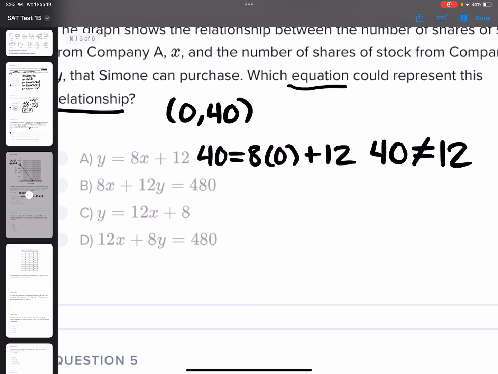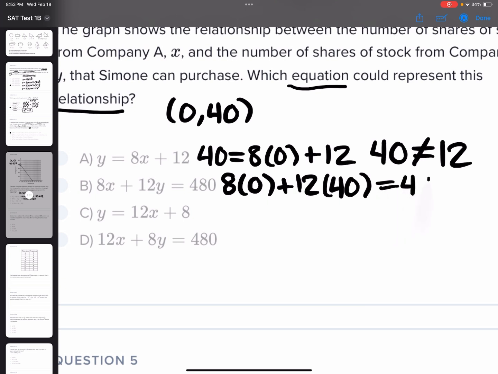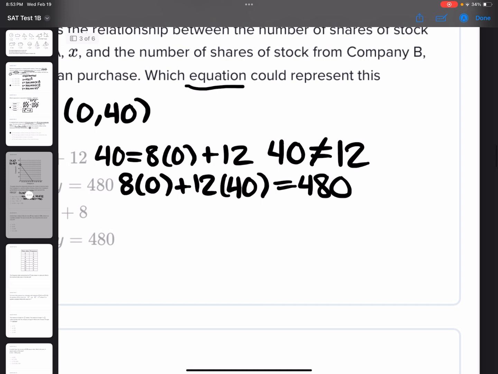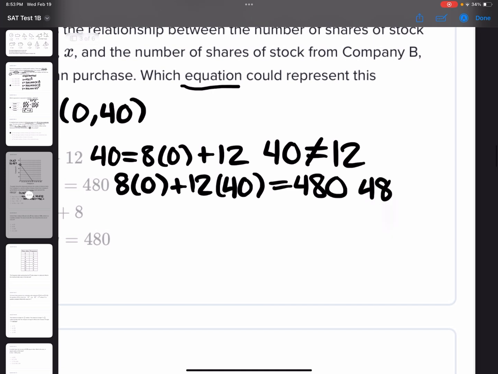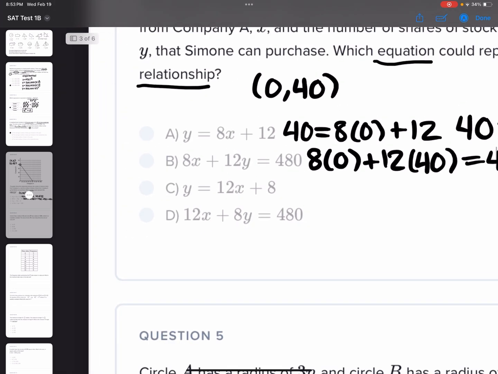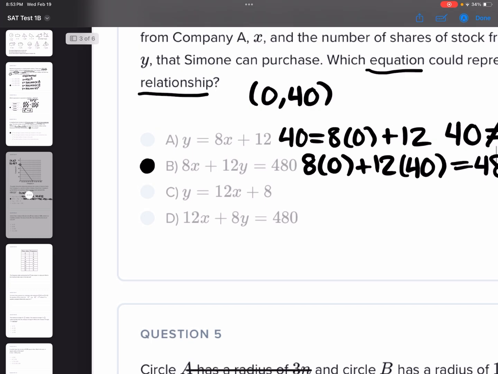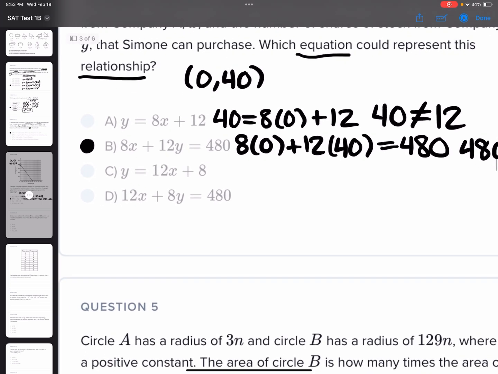Okay, next. 8 times 0 plus 12 times 40 equals 480. What does that simplify to? That simplifies to, might be running out of room, 480 equals 480. Is that correct? Yes, it is, and therefore that is our answer. Now, if you have a bit of extra time and you want to check it, you can check it right now. I'll just check it real quick to show you guys my process.